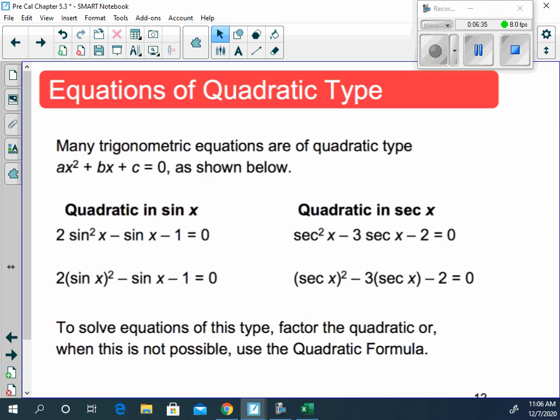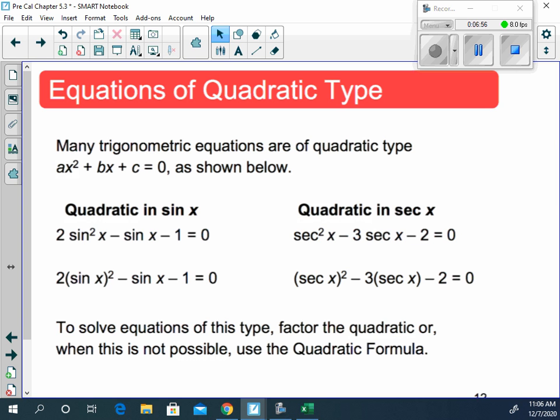Now we can use some quadratics, so 2 sine squared minus sine of x minus 1. And we could use it with secant as well. And to solve these types, we can factor the quadratic, or when it's not possible, use the quadratic formula. So we can use the quadratic formula to solve this here.